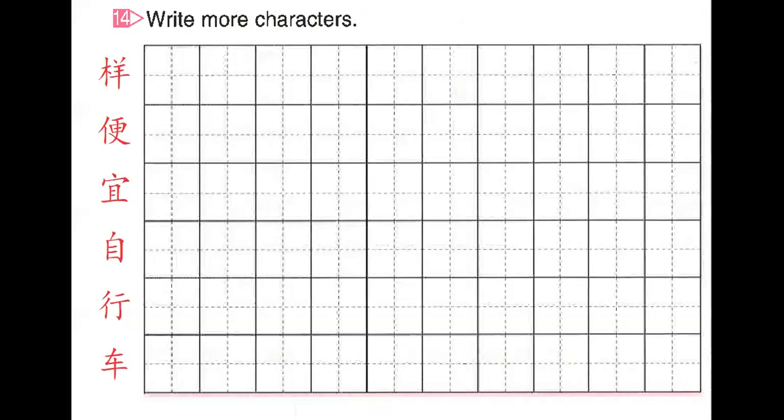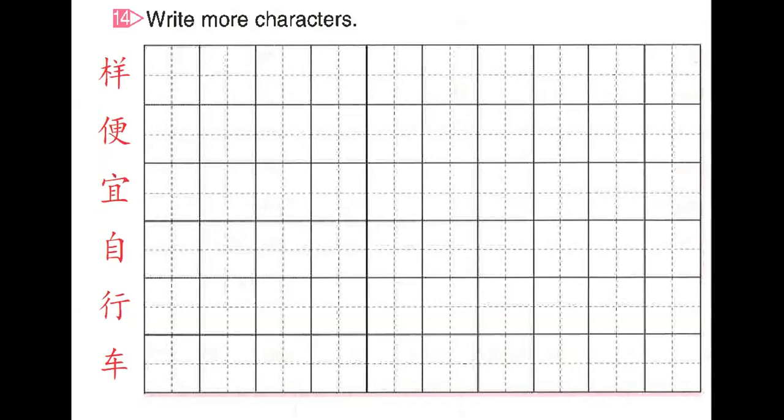For activity number 14, you can use your own characters, but I'm giving you some advice here, some recommendations according to the characters that we have seen in this lesson. Okay, so here you have 样 from 一样, okay, the same. 便宜 you have here, which is cheap, and here 自行车, which is bike, okay? If you practice these characters, I think they are not very complicated, and on the other part, we're practicing the vocabulary we've seen in this lesson, okay?